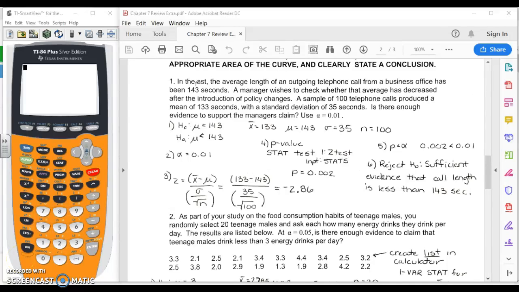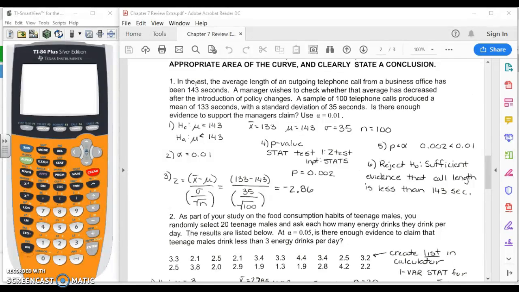This video is to run through how to use the calculator for hypothesis testing for large samples. So we're looking at the Chapter 7 Review Extra, the one that you should be using today in class. We're just going to read through the example and talk about how we get to the calculator.